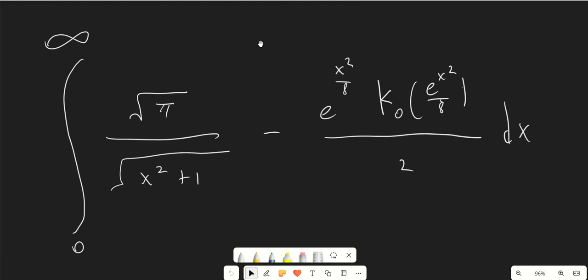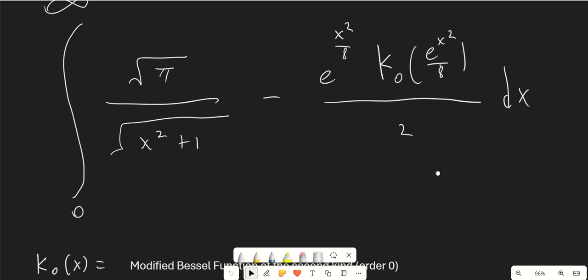In this video we're going to be solving this awesome integral that you can see right here. It's the integral from 0 to infinity of square root pi over square root x squared plus 1 minus e to the x squared over 8 times K naught. Now this K naught is a type of Bessel function which we'll go over in a moment. K naught of e to the x squared over 8 over 2 dx. And so this was suggested by a viewer of mine, Almonius, and it's a pretty fun problem, so we're going to go ahead and solve it right here.